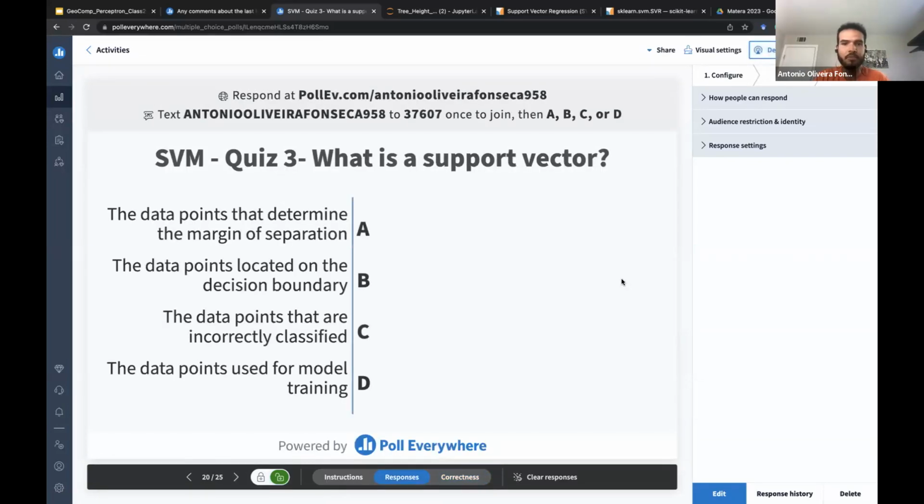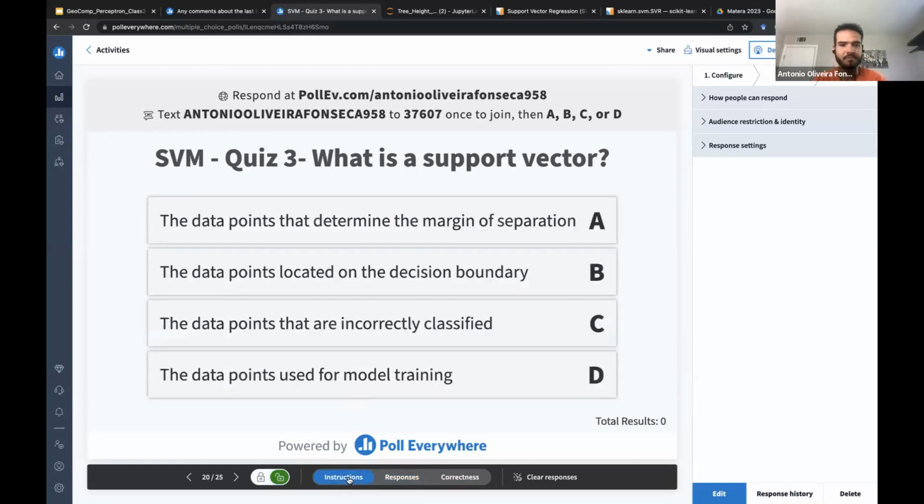Activate. What's the support vector? How are we doing with time? Okay. I think you're doing well.